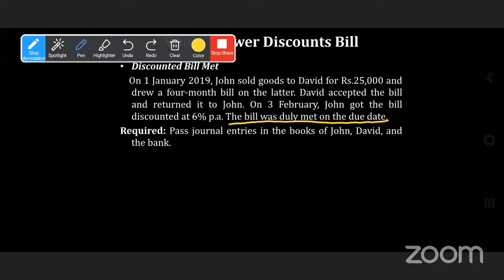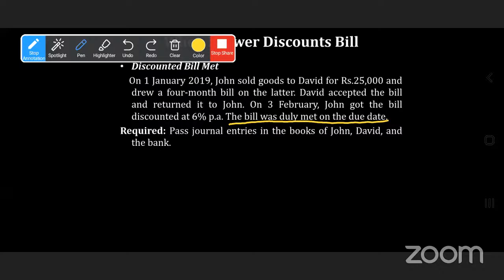So David, John sold goods to David. David's account debit to sales account. That is on January 1st. You have to write the year 2019, January 1st. David's account debit to sales account, 25,000.